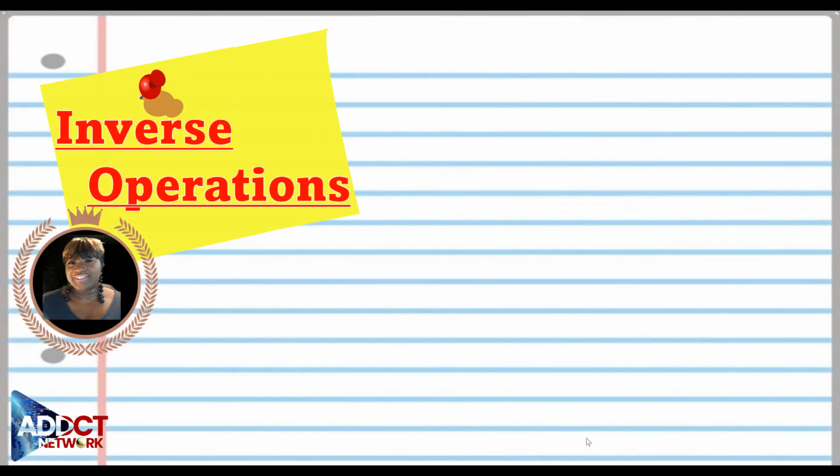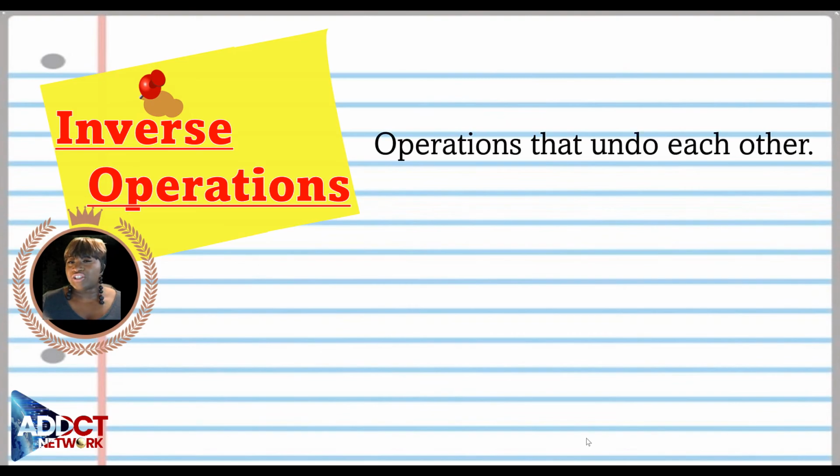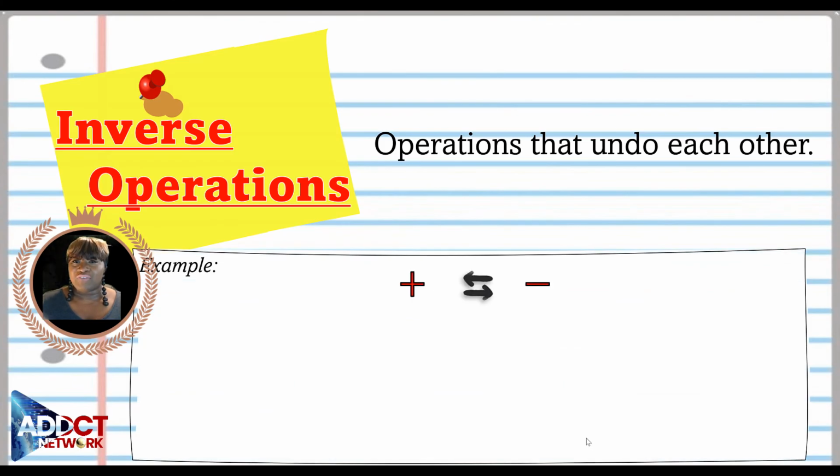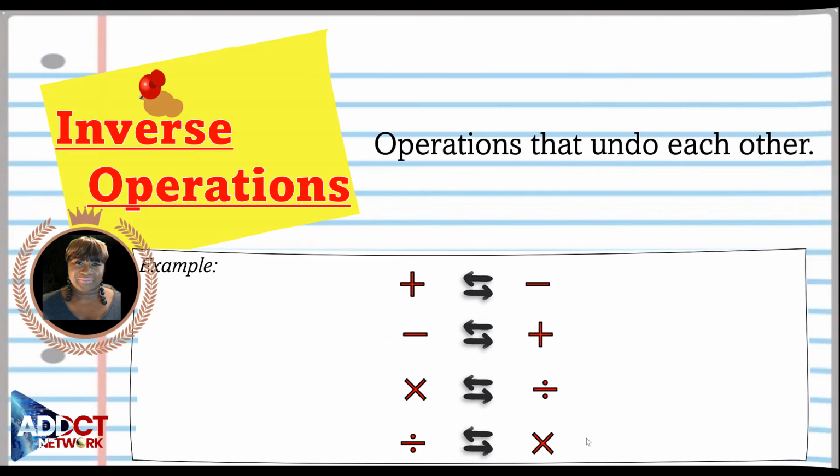Inverse operations. Inverse operations are operations that undo each other. For example, the inverse of addition is subtraction. The inverse of subtraction is addition. The inverse of multiplication is division, and the inverse of division is multiplication.